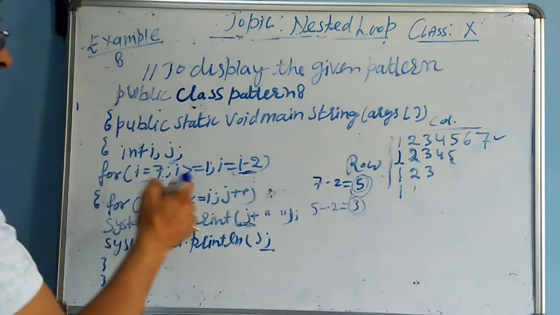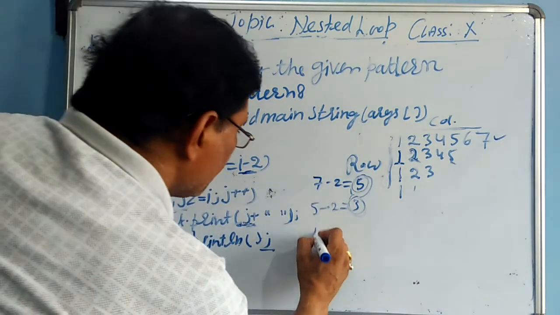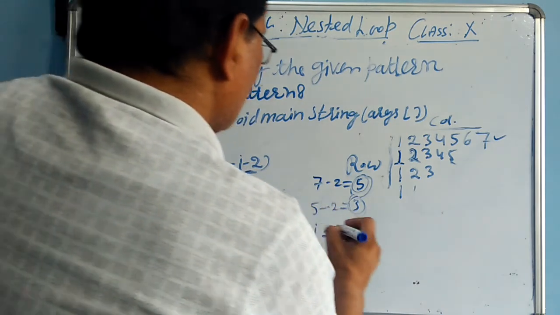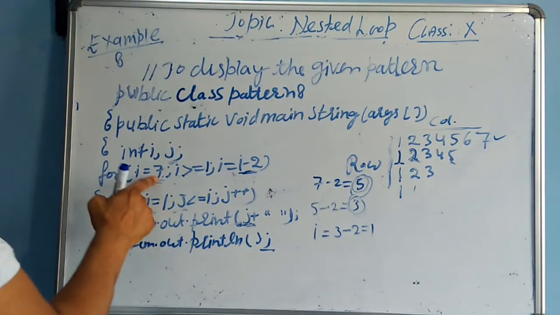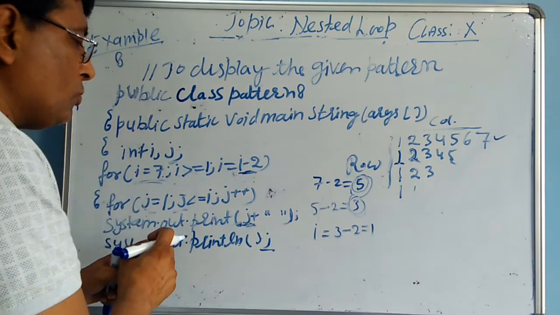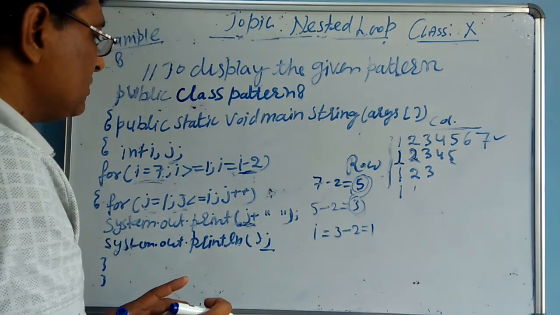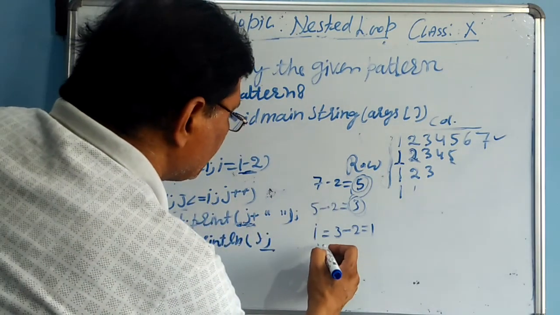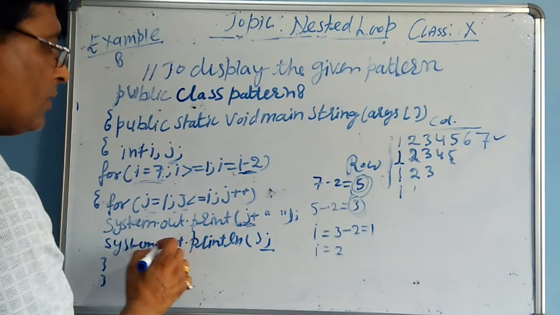Now in the last row, according to this question, what is the value of i? 3 minus 2 is 1. Now j is equal to 1, i is equal to 1, and j is less than or equal to 1. Both are satisfied. Now it will check again, and if the value of i would be 2, the program will stop.